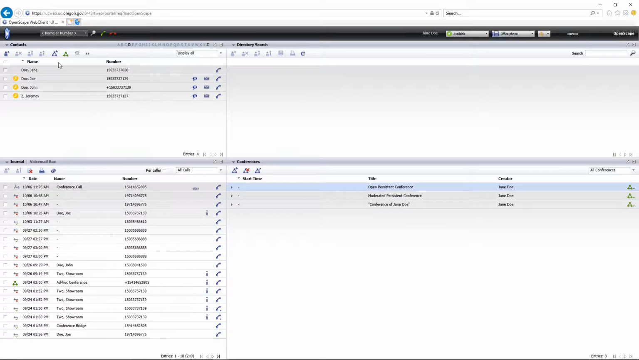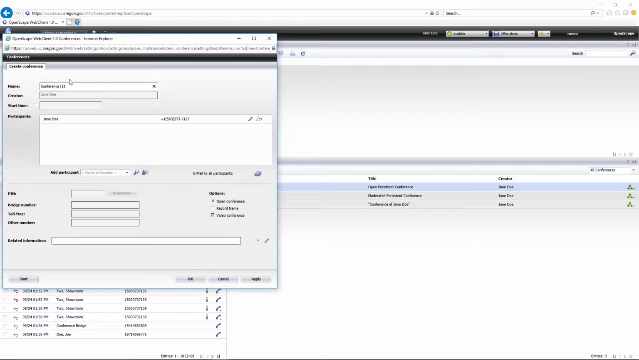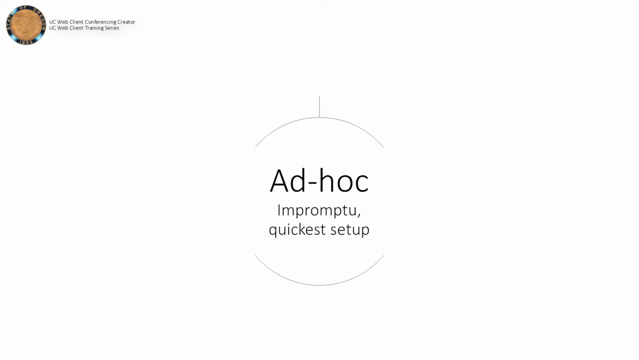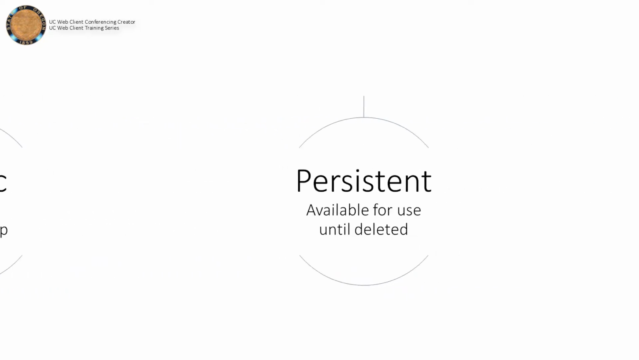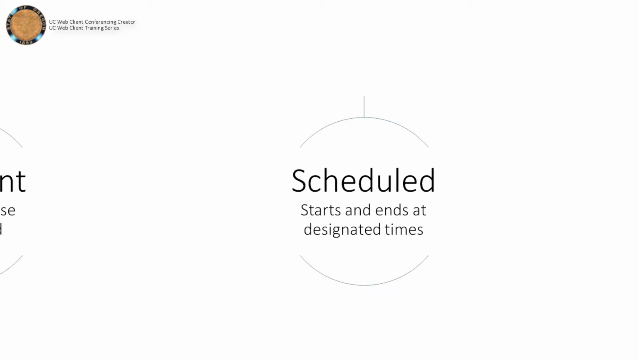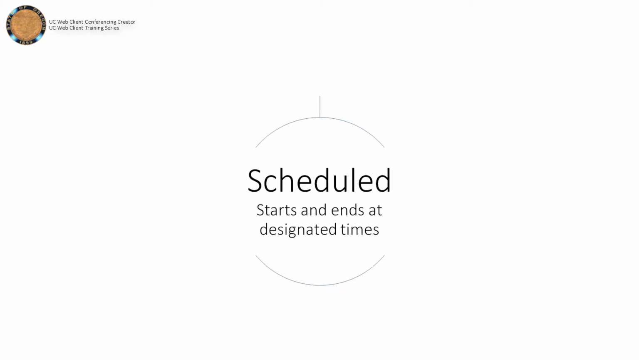In the UC web client, you can create conference lines to host group calls. There are 3 conference types. Ad hoc conferences, which are impromptu conferences that require very little setup. Persistent conference lines, which stay open and available and use an access pin that can be shared with other users. And scheduled conferences, which are set up in advance and require you to set a date and time.